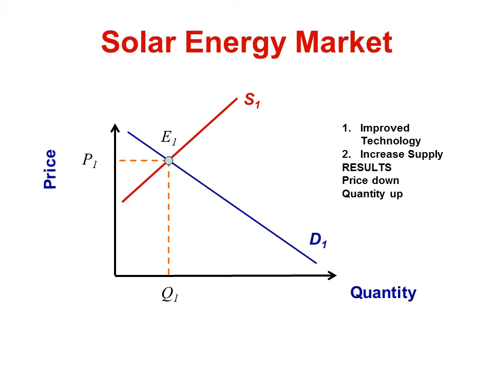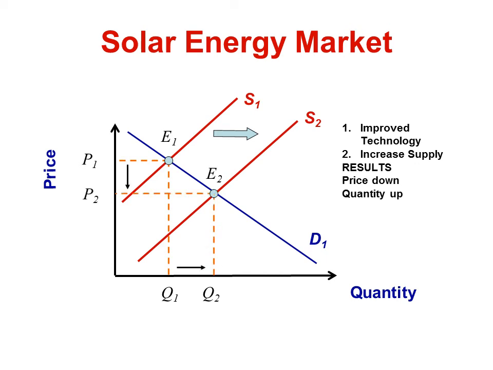It said in the problem that engineers have increased the technological capabilities of the solar panels. Any increase in technology or improvement in technology will shift the supply curve to the right. An increase in supply will result in price dropping and quantity increasing. The question is, how will these two events ultimately impact the market for solar energy?